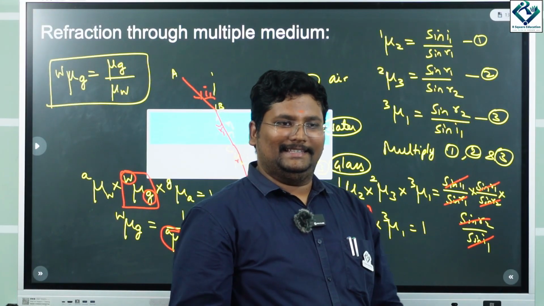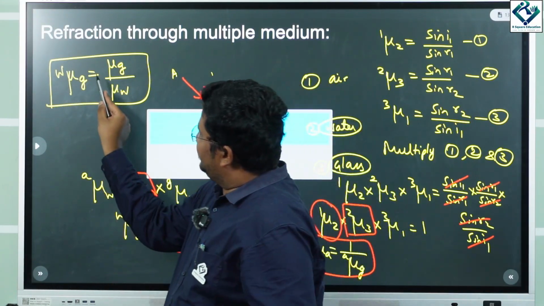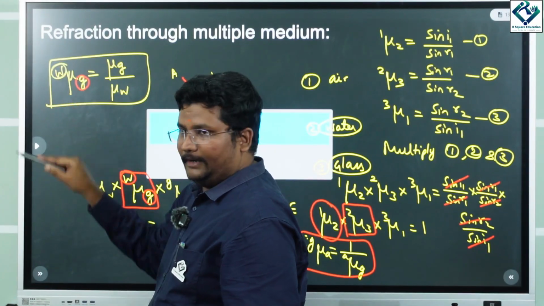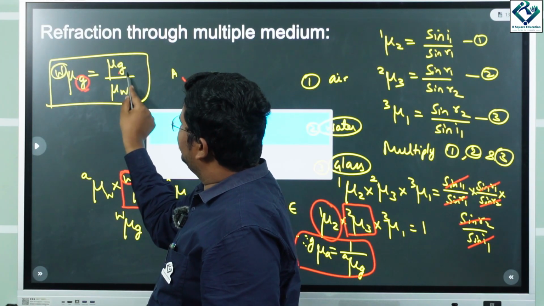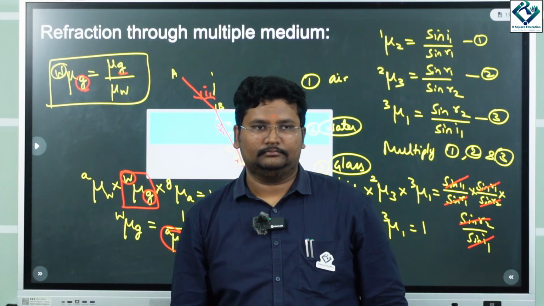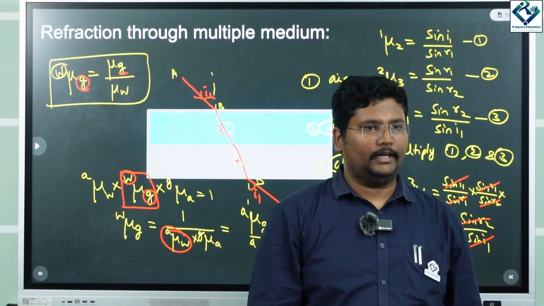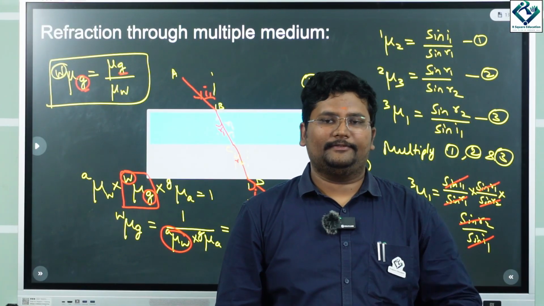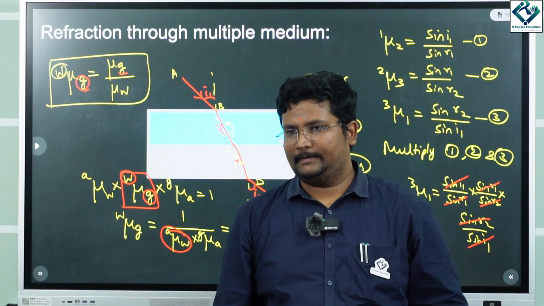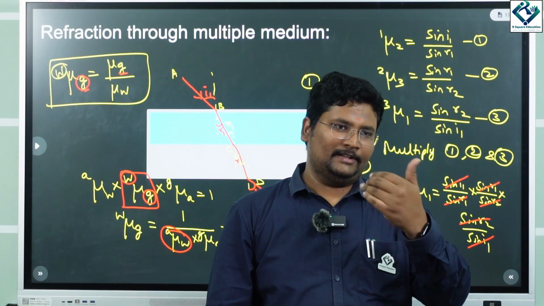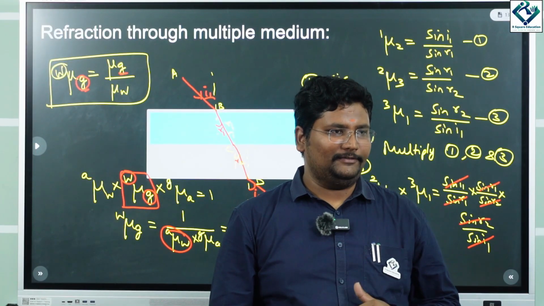Is that clear? Keep it simple. Refractive index of glass with respect to water, whichever is mentioned first has to come in the numerator. Okay? If you want to know what is going to be the refractive index of water with respect to glass, it is refractive index of water to that of refractive index of glass.